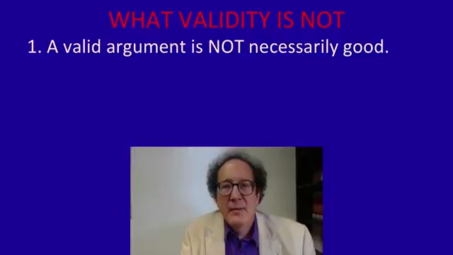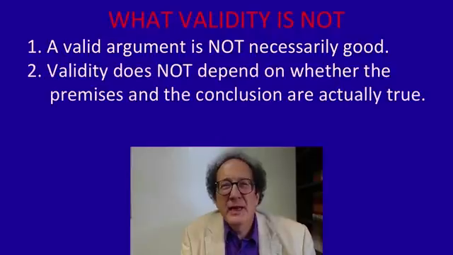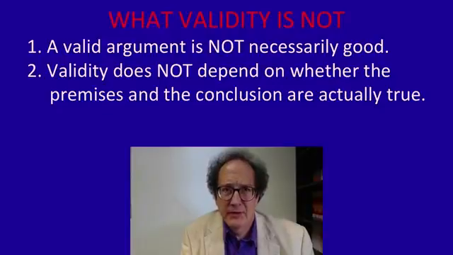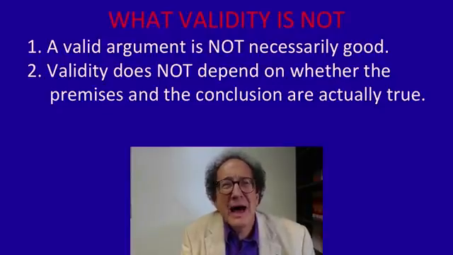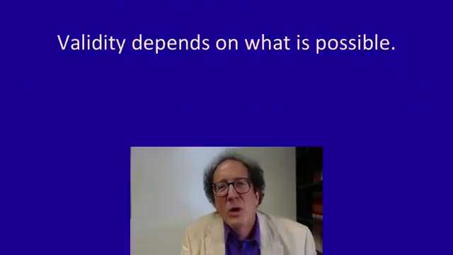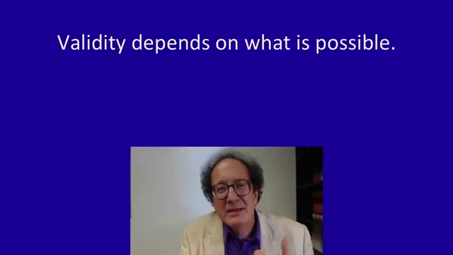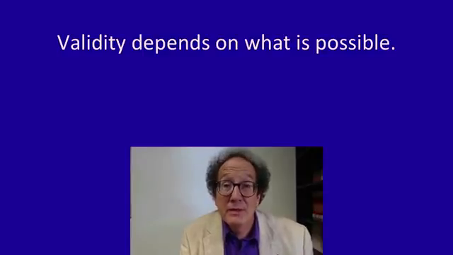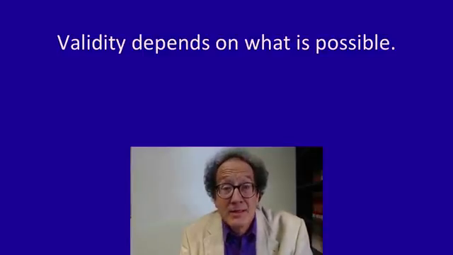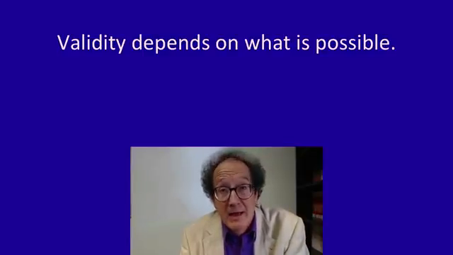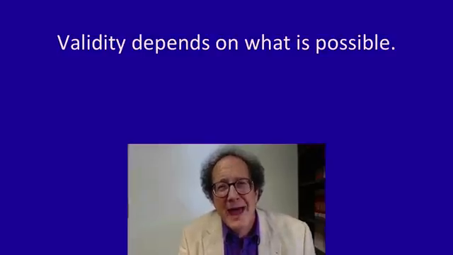The second point about what validity is not is that validity does not depend on whether the premises and the conclusion are actually true or false. Instead, it depends on what's possible, whether there's a certain combination, true premises and a false conclusion, that's even possible. So, whether the premise is actually true in the actual world is not what's at issue. And we can see this by seeing that some arguments with false premises can still be valid, and some arguments with true conclusions can be invalid.